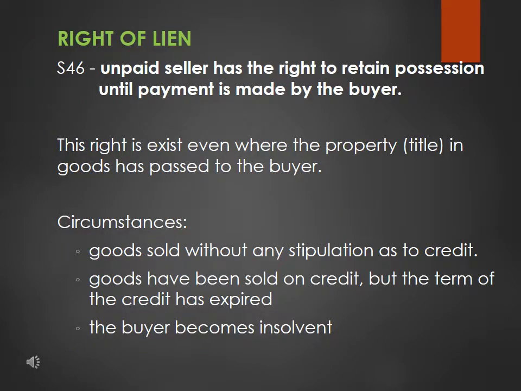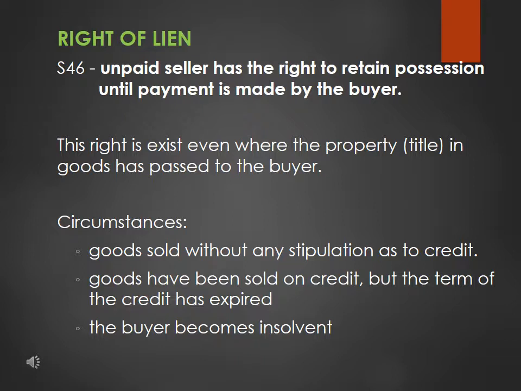Right of lien. This right is dependent on possession. Section 46 of the Sale of Goods Act 1957 provides that an unpaid seller has the right to retain possession until payment is made by the buyer. This right exists even where the property, that is the title, in the goods has passed to the buyer.